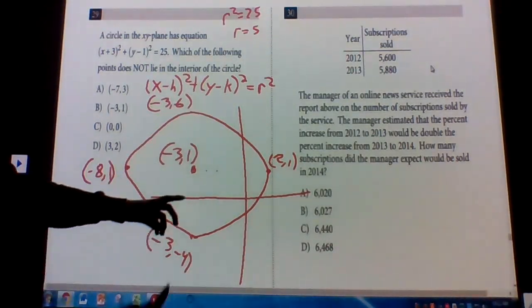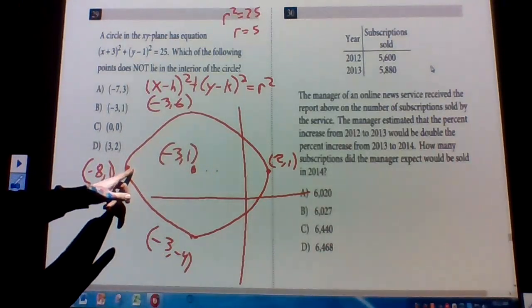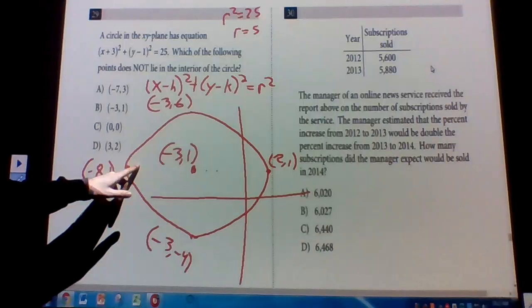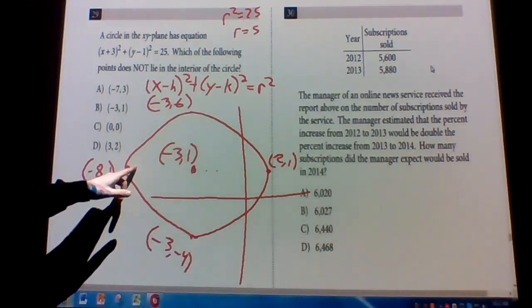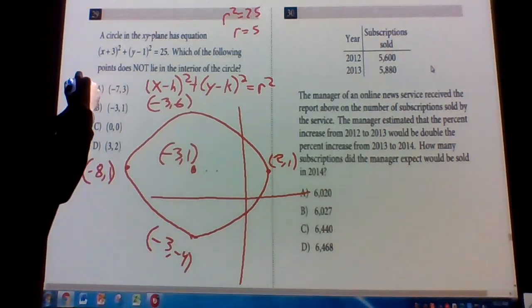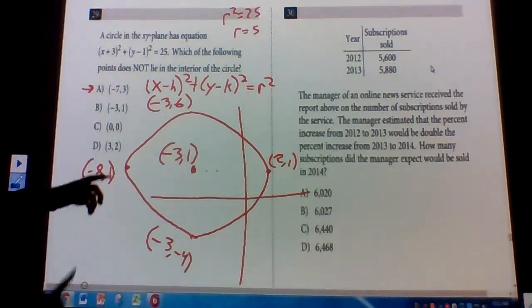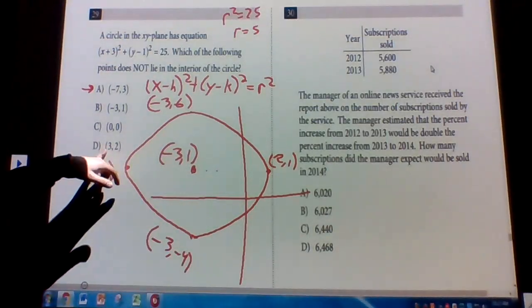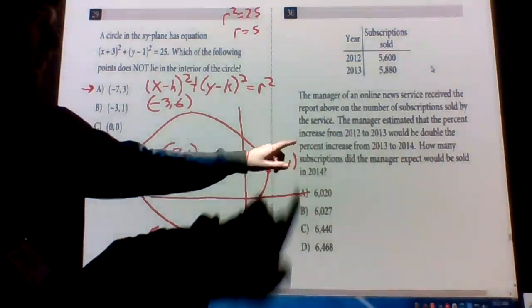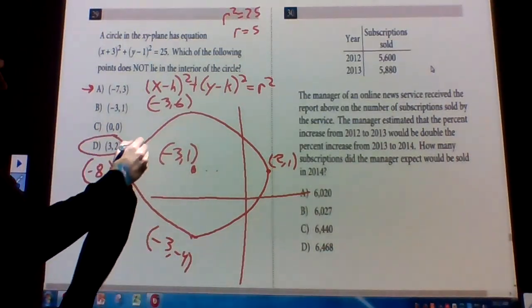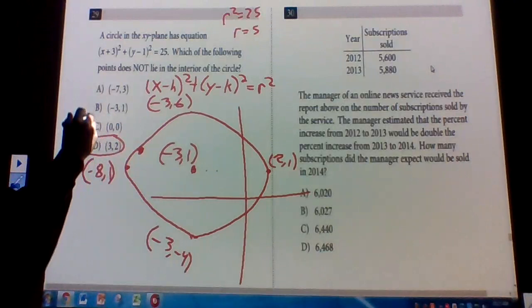Negative 7, 3. Looks like it might not be in there. Let's see, negative 7, 3. Maybe, it's a possibility. Negative 3, 1 is in there. 0, 0 is definitely in there. And then 3, 2 is definitely not. So our answer here is going to be 3, 2. Negative 7, 3 looks like it's going to probably be somewhere in here.